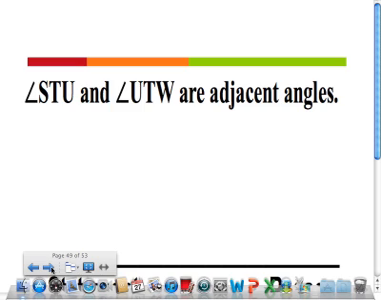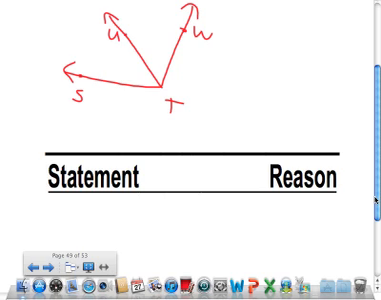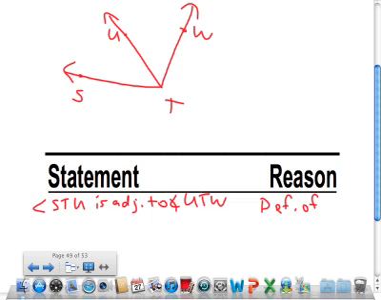We have adjacent angles, so I know they got to be angles that are next to each other, so I have, let's see here, S, T, U, U, T, W. Okay? And so what you're going to say is very simply, these two angles are adjacent, so angle STU is adjacent to angle UTW, and that's just definition of adjacent angles. Okay, and again, as you're going through, you can use symbols to help simplify some things.